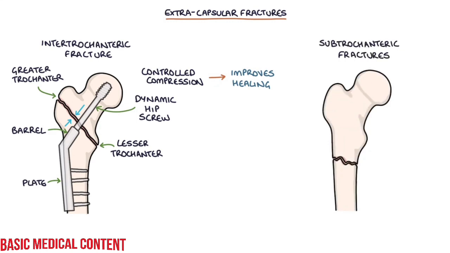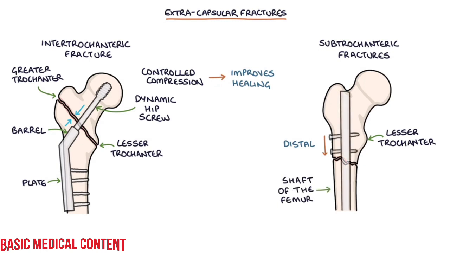Subtrochanteric fractures occur distal to the lesser trochanter, although within 5 centimeters. The fracture occurs to the proximal shaft of the femur. Subtrochanteric fractures may be treated with an intramedullary nail, which is a metal pole inserted through the greater trochanter into the central cavity of the shaft of the femur, and this holds it in place while the fracture heals.